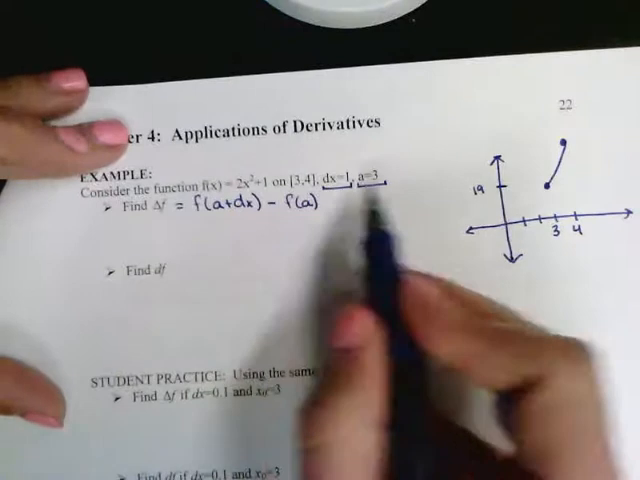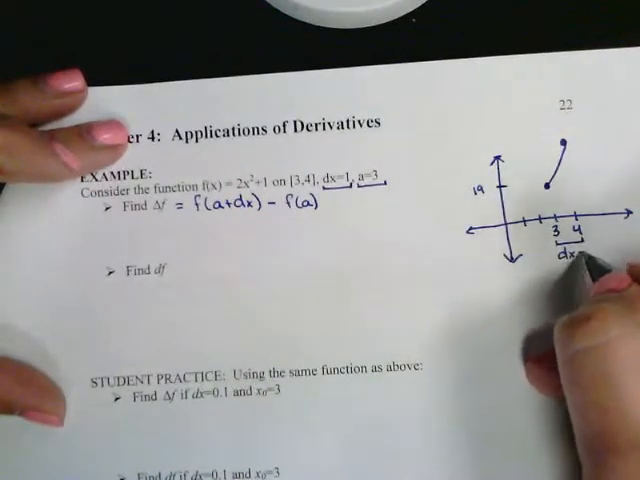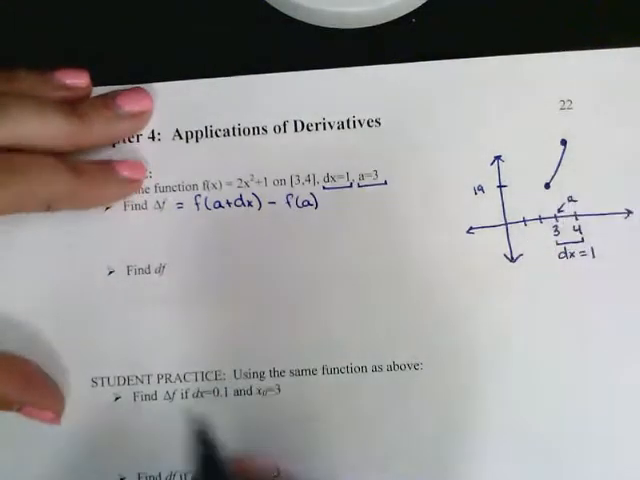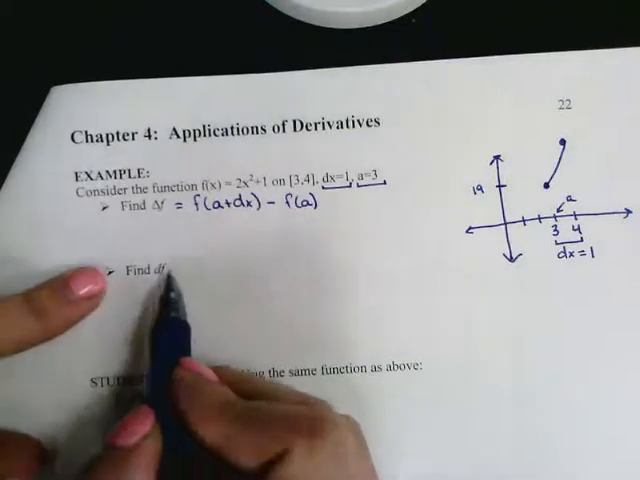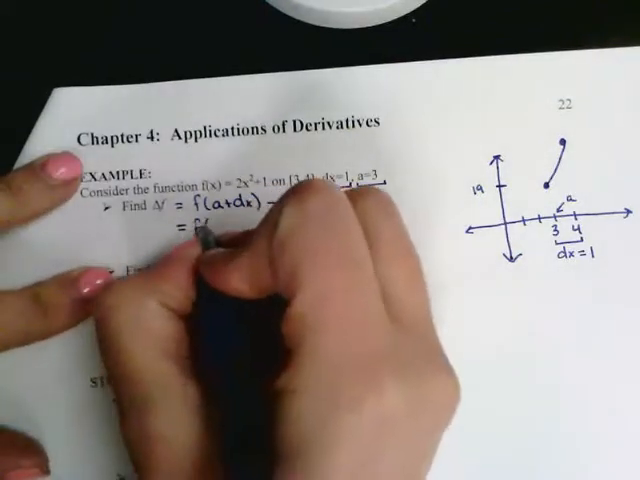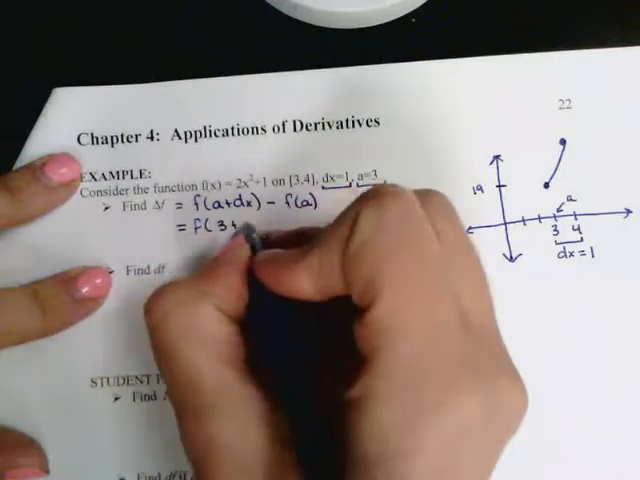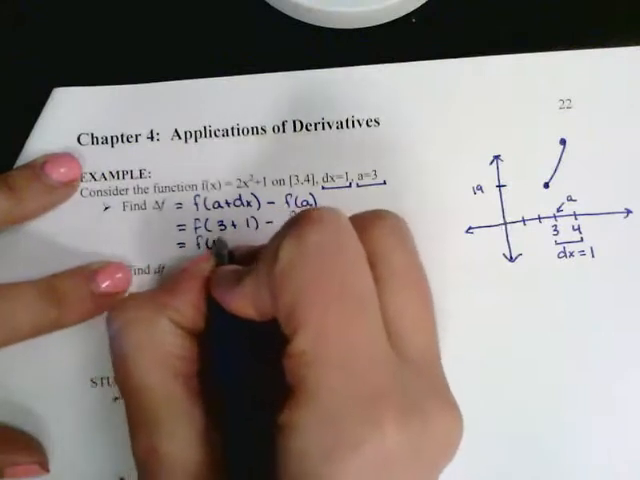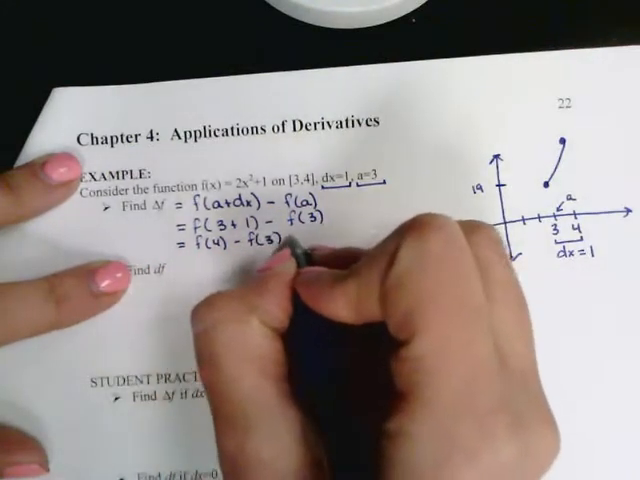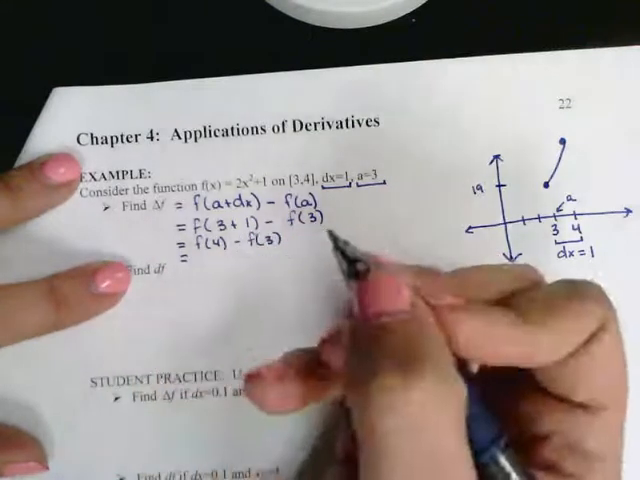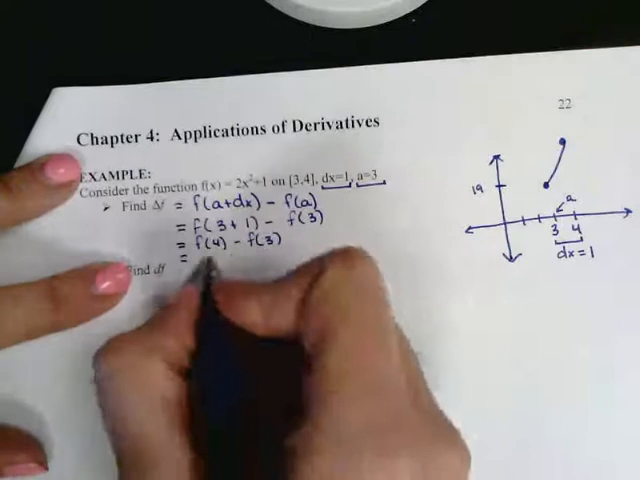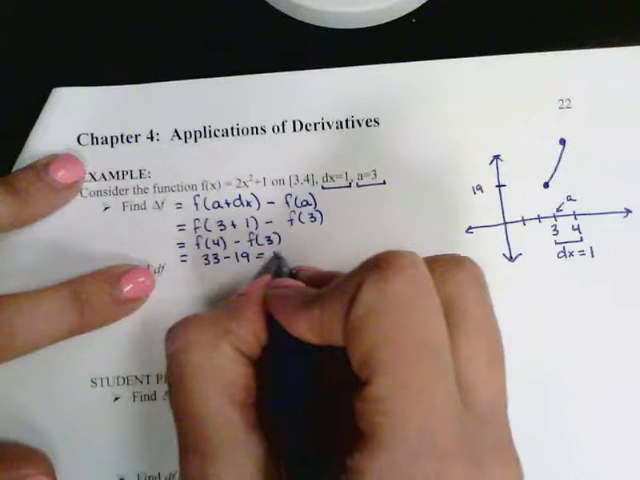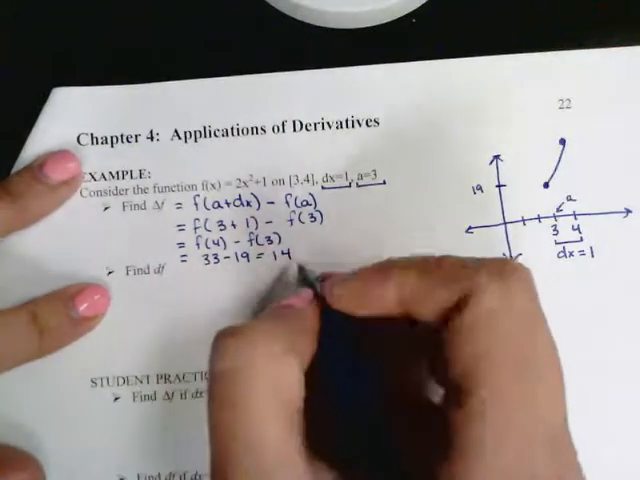So given that the dx, which is the change in x, is 1, and given that this guy right here is a, find change in f and then find df. So all we have to do is just plug in numbers. So a is 3 plus dx, which is 1, minus f of 3. So this is f of 4 minus f of 3, which if you solve it, plug in f of 4 and plug in f of 3, you're going to end up with 33 minus 19, which is 14. So this is the actual.